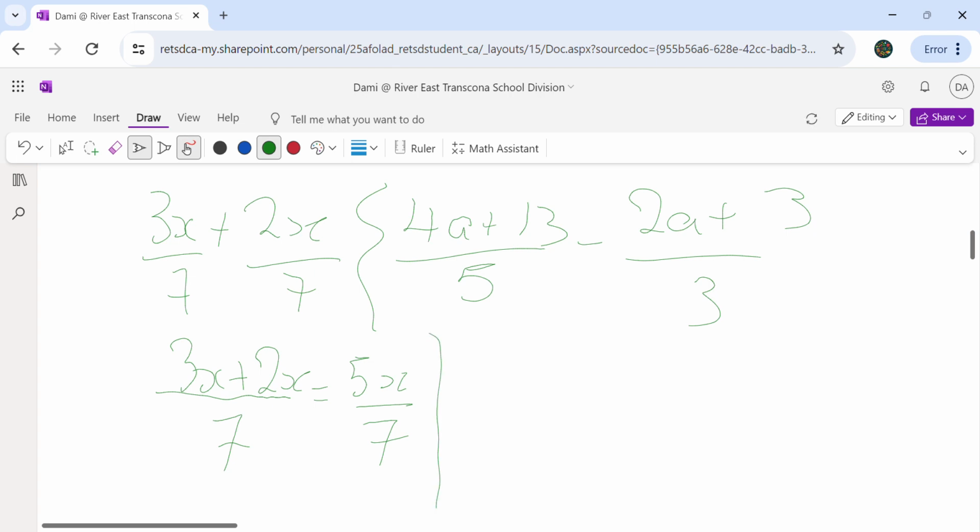For this one, 15 is the common denominator because 15 is the lowest common multiple, because 15 is the lowest number that can go into both 5 and 3. 30 can go, but 30 is bigger, so 15 is our lowest. We're going to divide 15 by 5, which is 3. Then multiply everything here by 3.